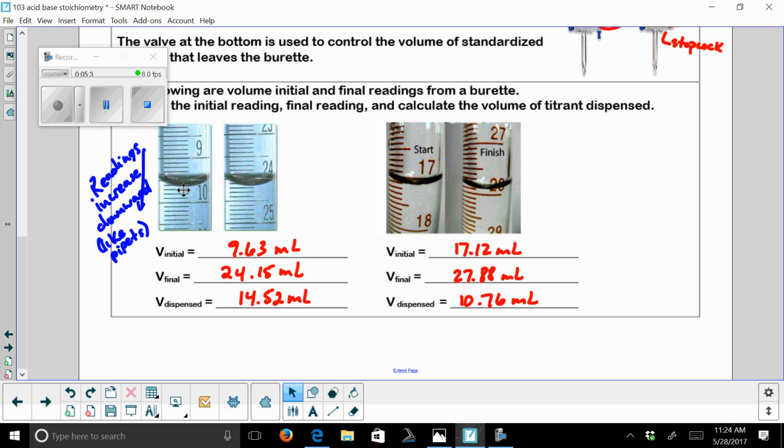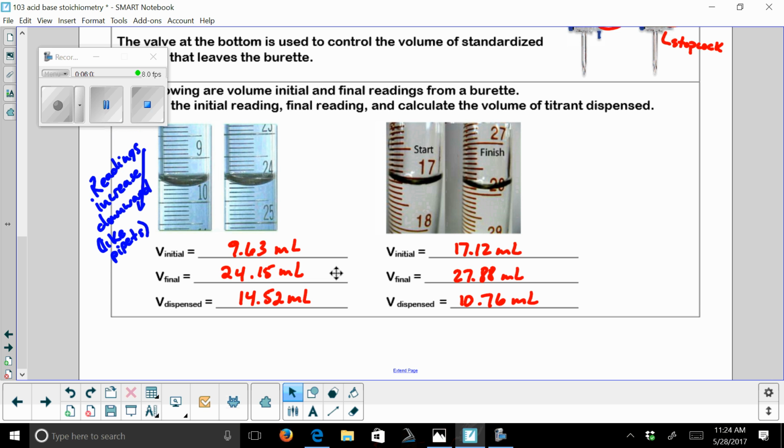And then that's where I started from. Let's say that I added a certain amount of fluid to do the reaction, and we ended up with a final volume in here of 24.15 milliliters. So I started here, this is how much we ended with, so I actually dispensed 14.52 milliliters of the fluid.